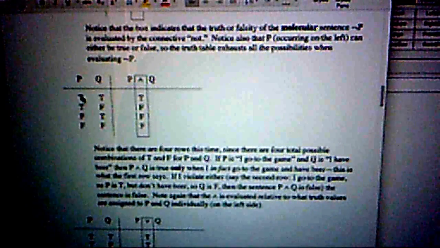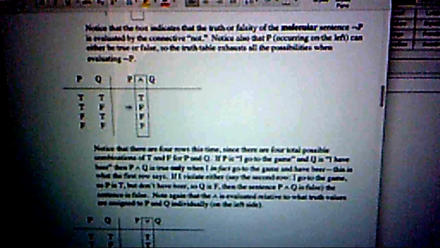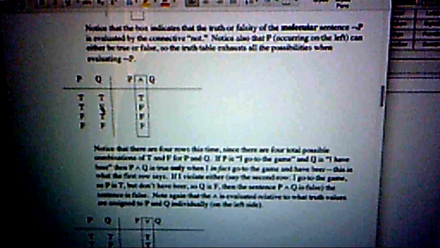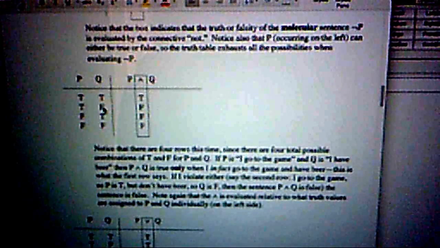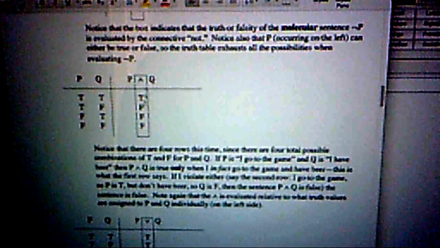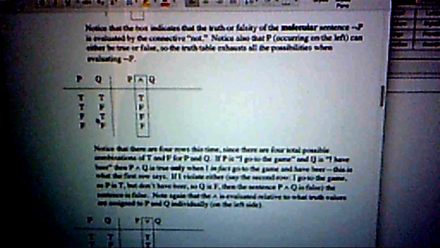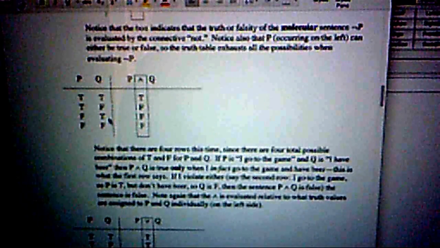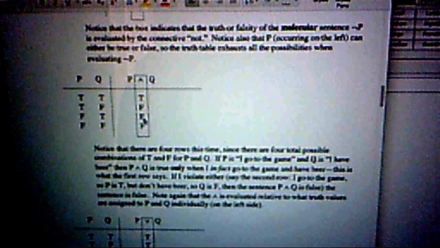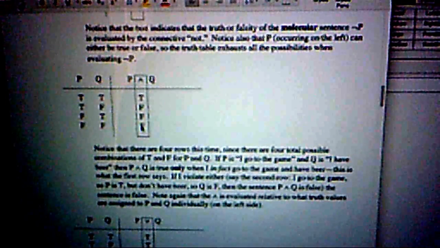Well, let's break it down on the left side. If it's true that I went to the game and true that I had a beer, is the statement I went to the game and had a beer true? Yes. What if I went to the game, true, but the right side is false, I didn't have a beer? Is it true that I went to the game and had a beer? No, so it's false. And likewise, if I didn't go to the game but I had a beer, the statement I go to the game and had a beer is false, and false in the last case as well.